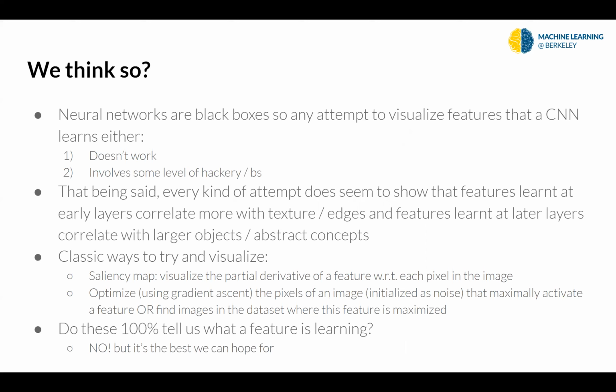Sometimes, as you saw before, you can hand engineer certain features to get them from images. But at the end of the day, most deep learning models do not have these interpretable features, right? And so just a way to visualize this, you have this saliency map, right? You can visualize the partial derivative of a feature with regard to each pixel, right? So you can see which pixels of the image have a greater impact on certain features. And so that helps you figure out, in some sense, what a feature is looking for, right?